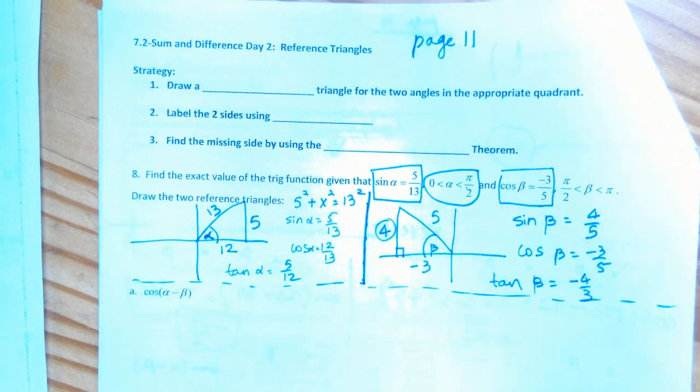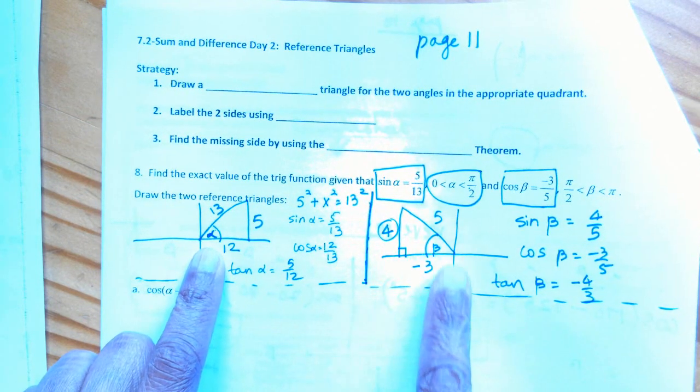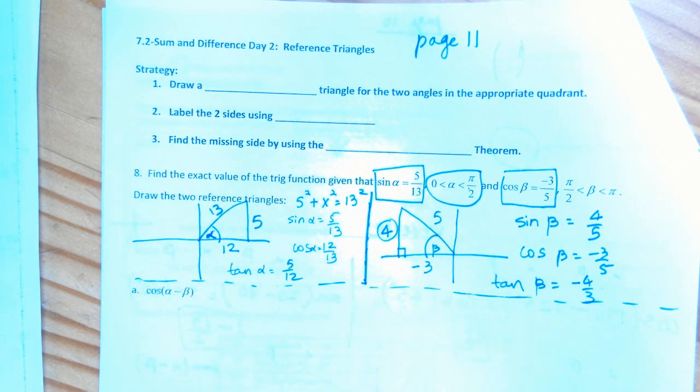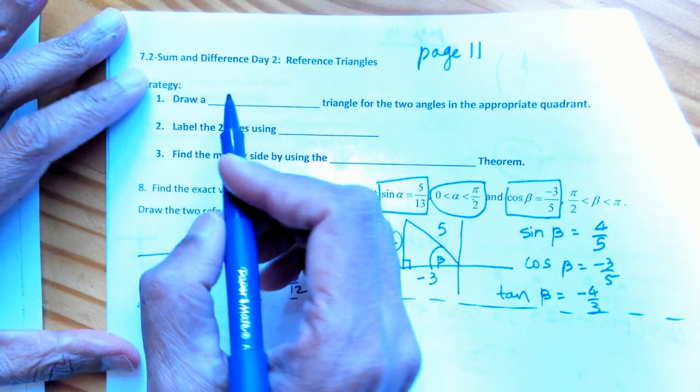There are two different reference triangles. One is alpha, one is beta. So this is again going back to the first unit we did, the unit circle, where given a ratio, we can draw the reference triangle and find all the three trig ratios. So now that I've started this, I think I can fill in these notes.